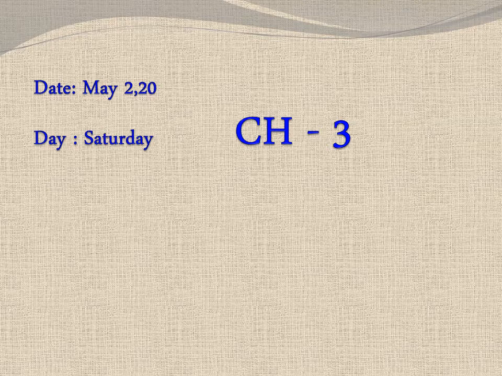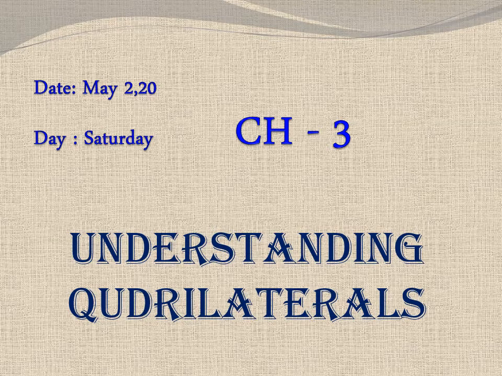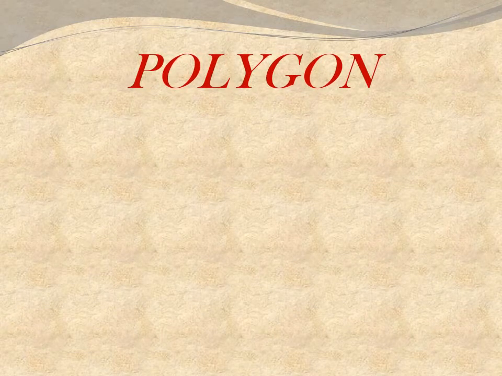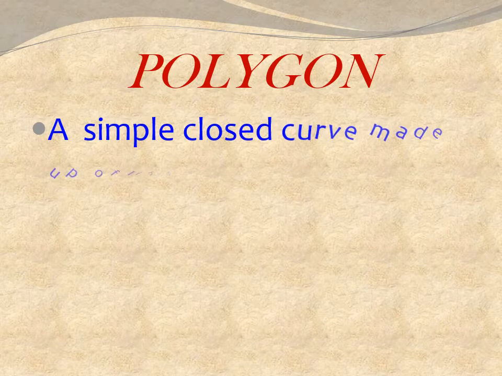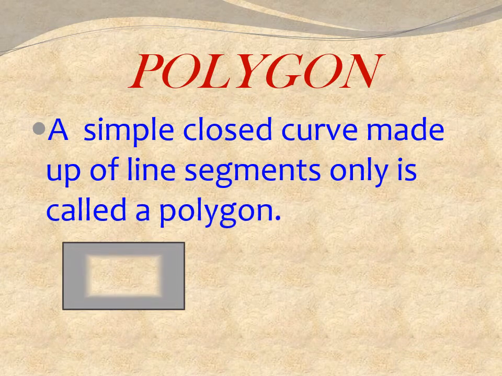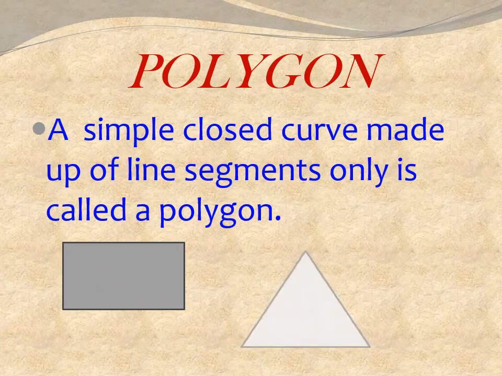Students, today we will start chapter number 3, Understanding Quadrilaterals. Before starting the chapter, let us discuss the points to remember. The first definition is of polygon. A polygon is a simple closed curve made up of line segments only. For example, rectangle, triangle, square, all these are examples of polygons.